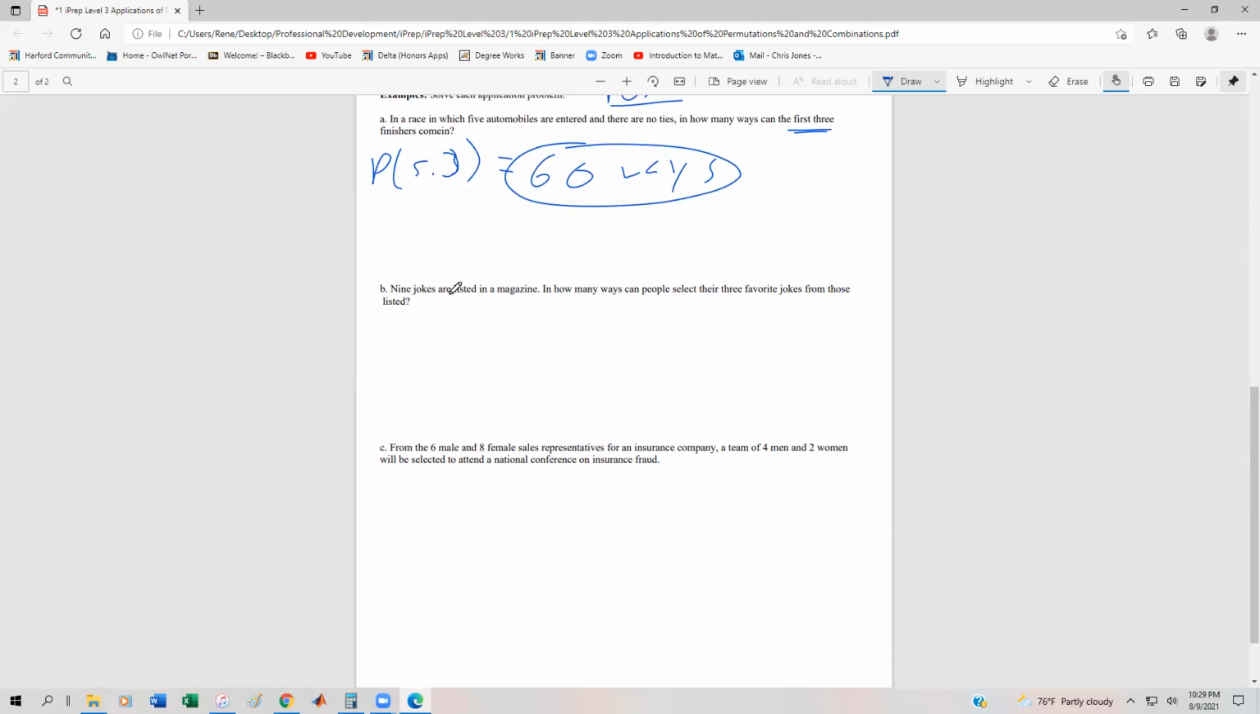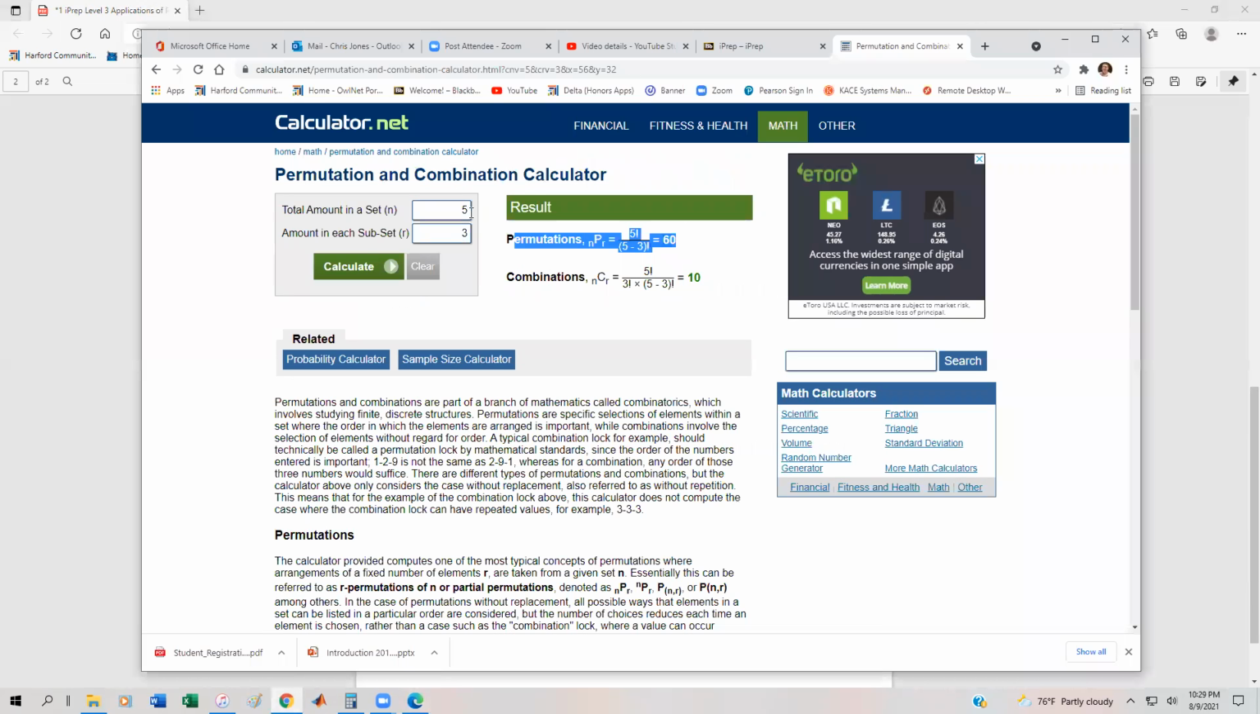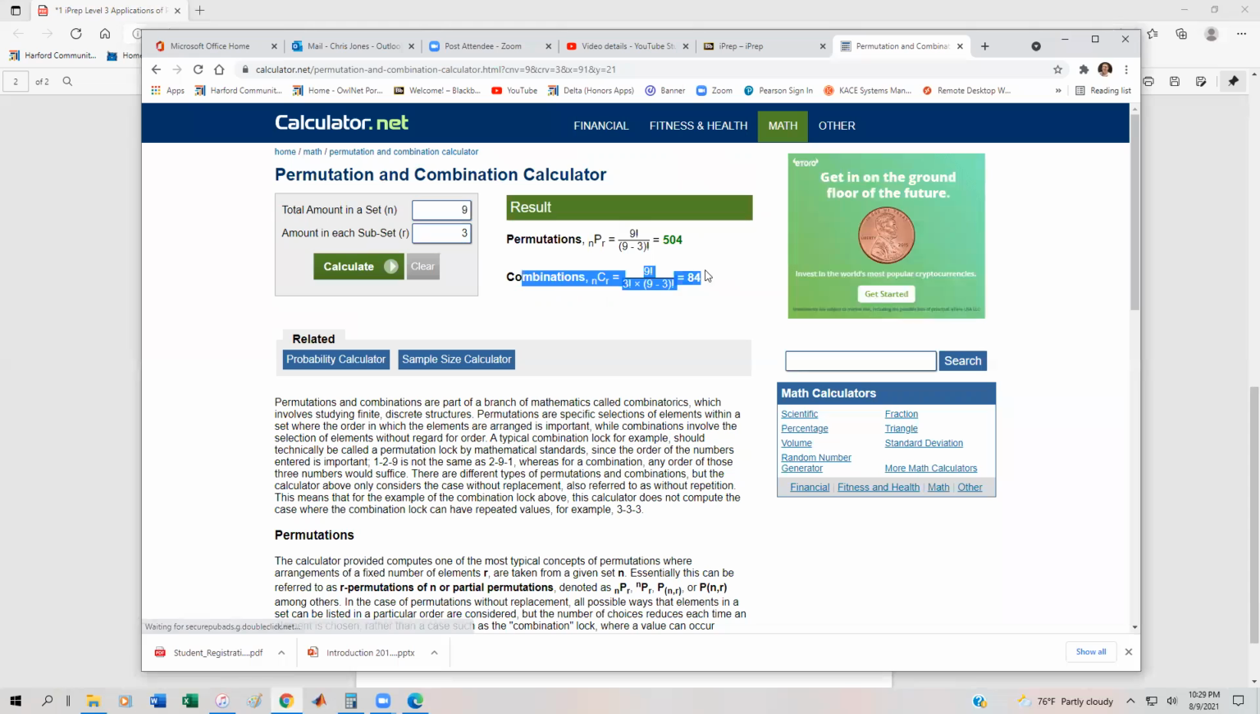For letter B, we have 9 jokes listed in a magazine. How many ways can people select their 3 favorite jokes? Now, it doesn't say which is their first favorite or second favorite or third favorite. So this is going to be a combination for this one, because we don't rank them. We're just saying we have 9, we're going to pick 3. So this is going to be combination 9, 3. We'll go to our calculator, we have 9, 3, and we calculate that. We're looking at combinations, and there are 84 possible ways for this to be done.